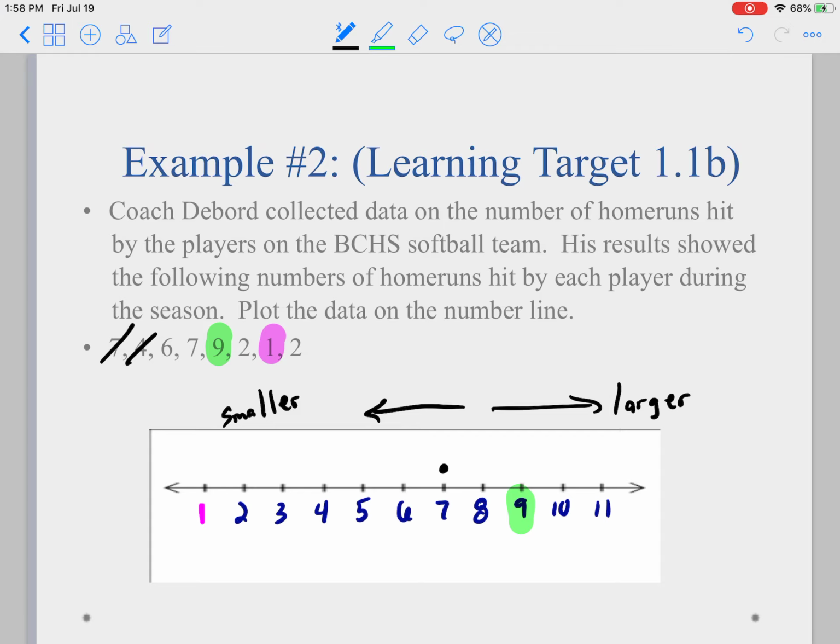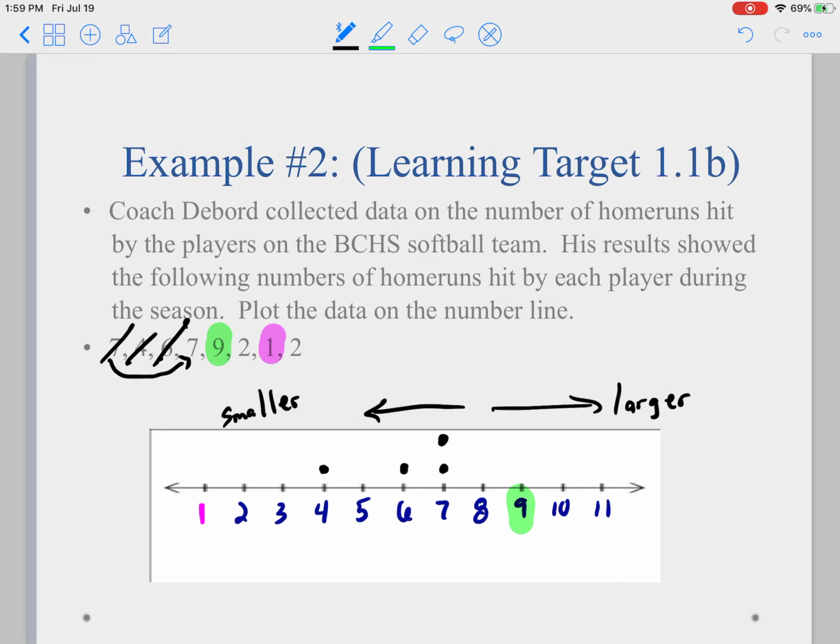So there's 7. 4, place a dot above the 4. 6, so I'm going to place a dot above the 6. And notice here that we have a 7 repeated. We have this 7 that is repeated again. So what this says is that 2 players on the Boyle County High School softball team had 7 home runs. And so we don't ignore that fact. I want to be able to look at this number line and easily tell that there were 2 different players that hit 7 home runs. So what I'm going to do is put a second dot above the 7.